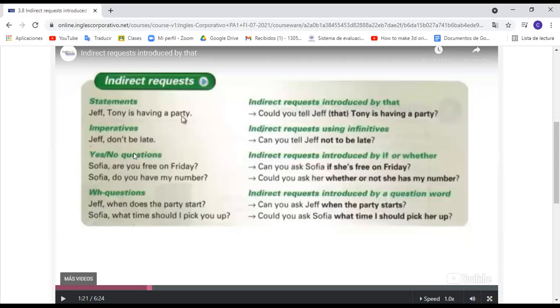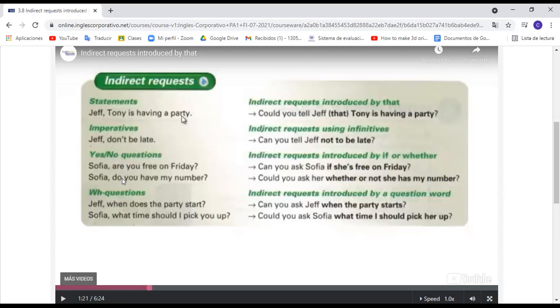But here, are you free on Friday? This is a question, it's not a statement. So here, I don't use tell. Here, I have to use ask, right? Can you ask Sophia if she's free on Friday? Or could you ask her whether or not she has my number? We use if or whether if the question is yes or no.